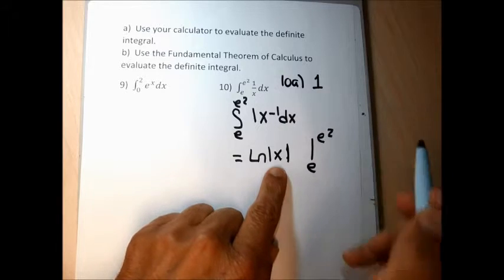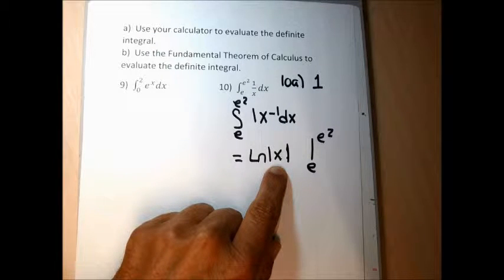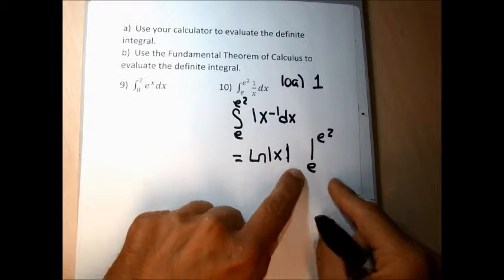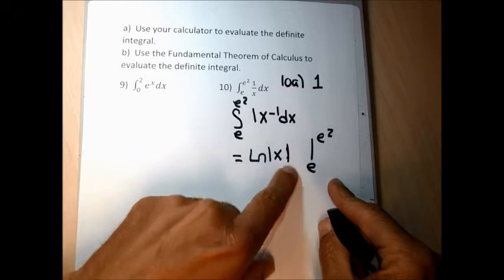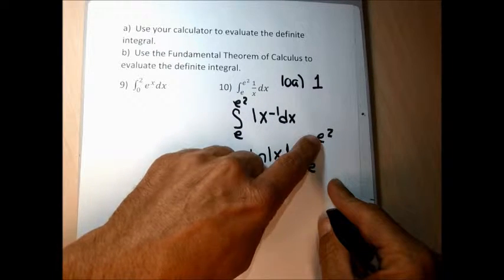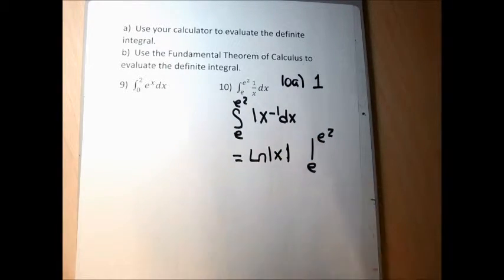It turns out that the absolute value is not really going to be necessary. It would only be necessary to enter on my calculator if either e or e squared was a negative number. I'd need to make any negative numbers positive, but e is 2.7, e squared is like 7.29. So I don't need to use absolute values when I do this on my calculator.